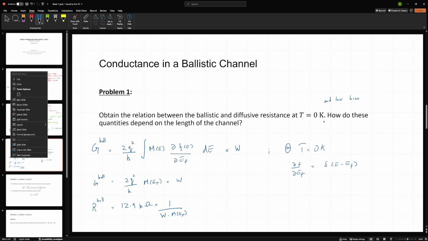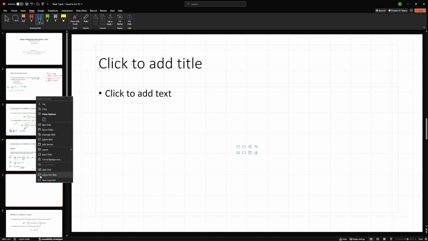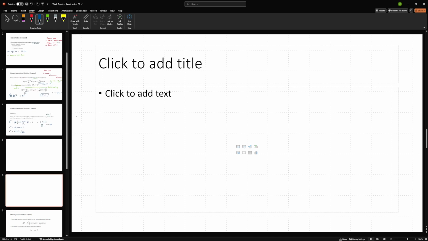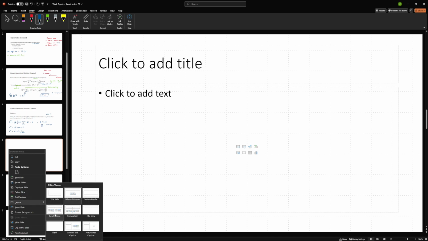Now, what about the diffusive limit? So the diffusive limit shall be calculated by the same method. Oops, I just duplicated the slide. Should have changed the layout.